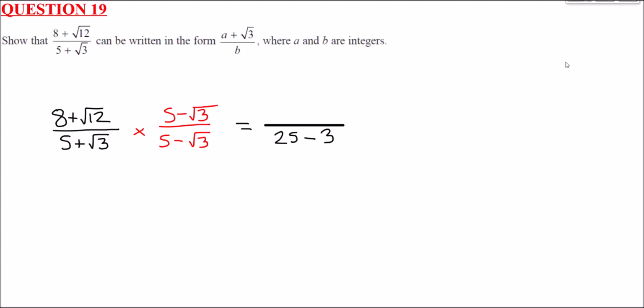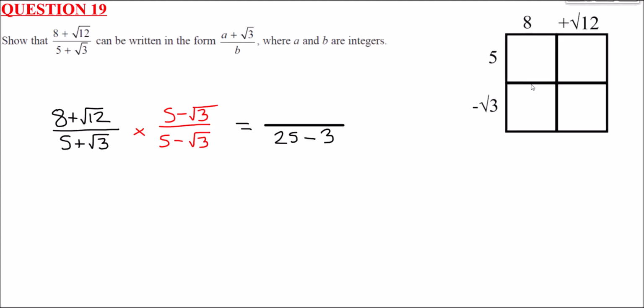So you might want to do something that looks a little like this, something like this grid. We're just timesing everything out. First off, 8 times 5 is 40. 5 times root 12 is 5 root 12. 8 times minus root 3 is minus 8 lots of root 3. And finally this box, root 12 times root 3 would be root 36. But because I'm timesing by minus root 3, that becomes minus root 36.